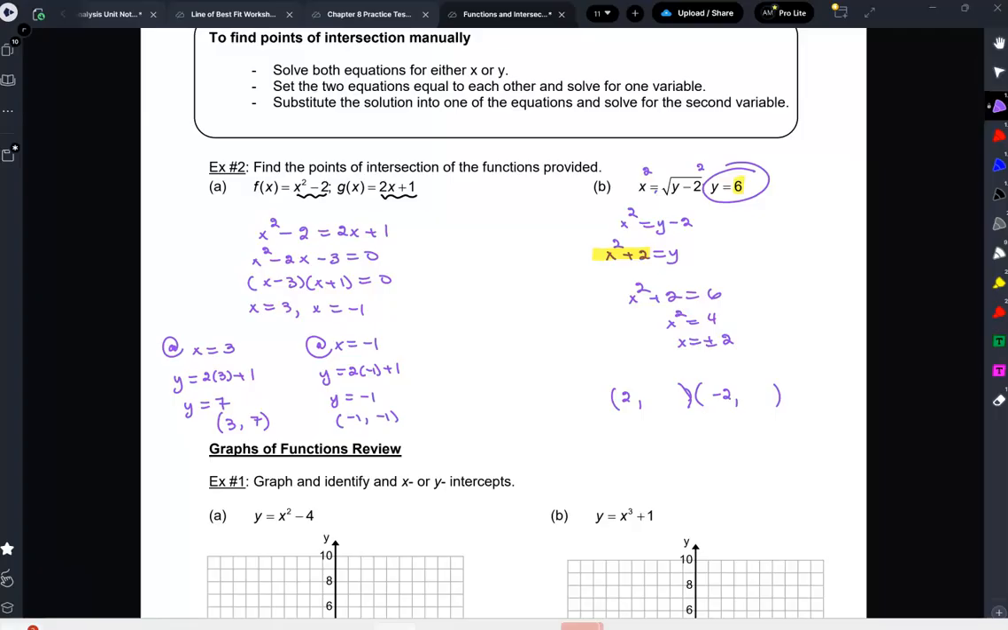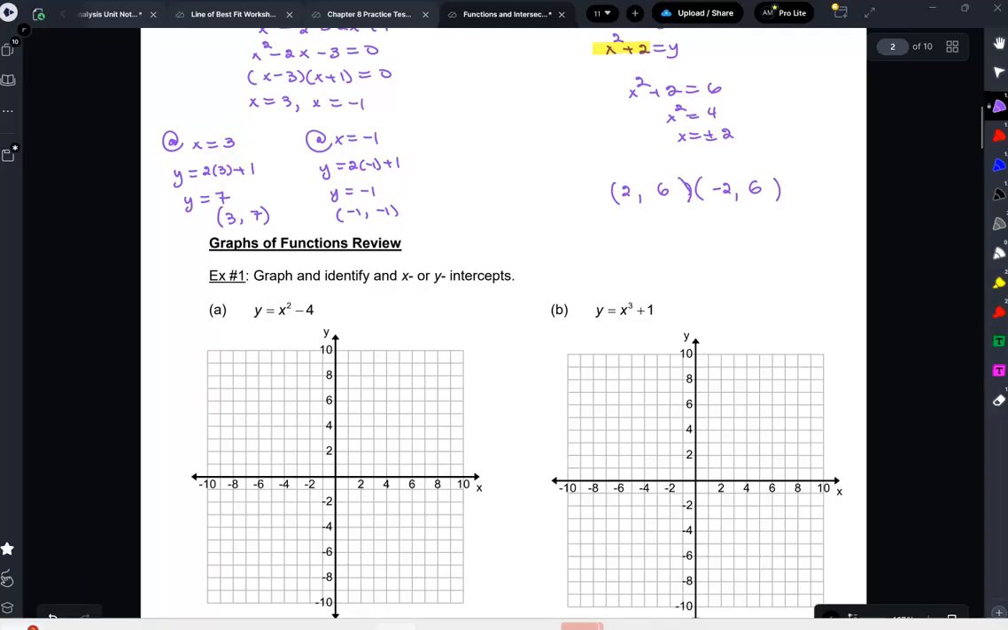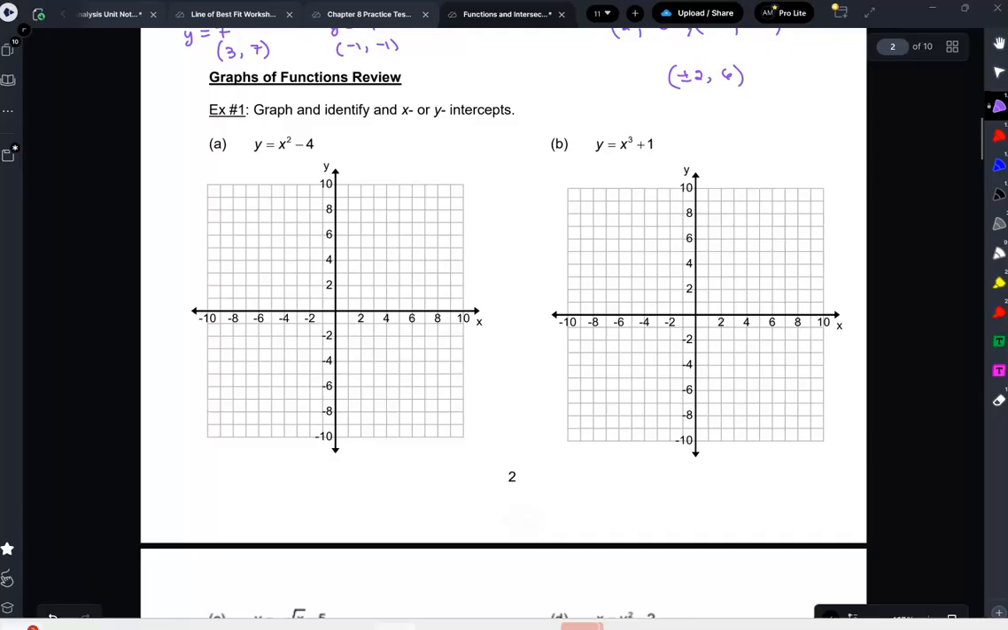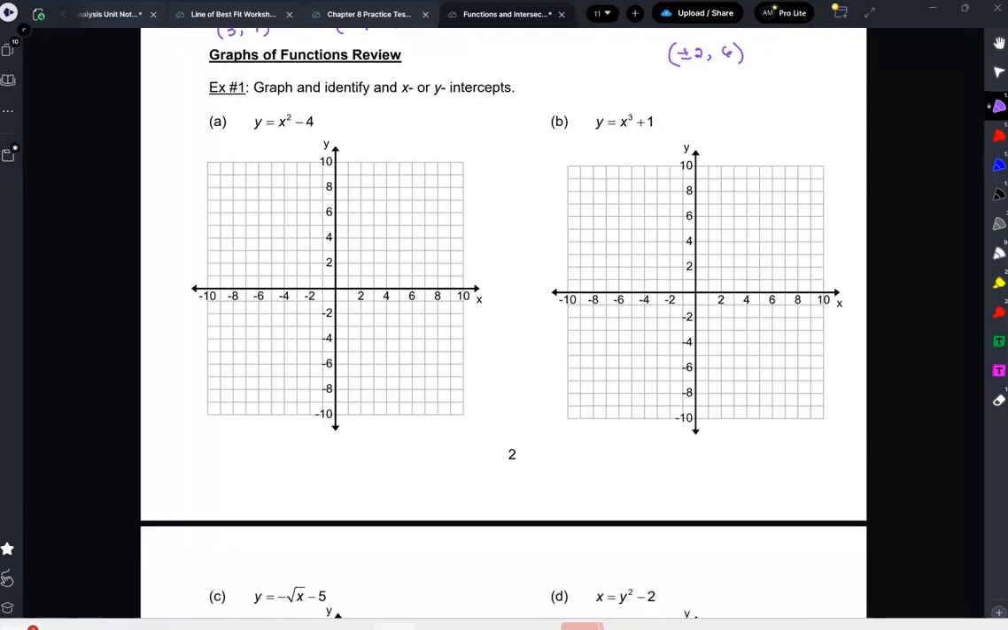Okay? All right. Good. So grown-ups would also write this as plus or minus 2 comma 6. Either of those notations is fine. All right, so here we go. Graph and identify the x and y intercepts. This is very easy, straightforward.